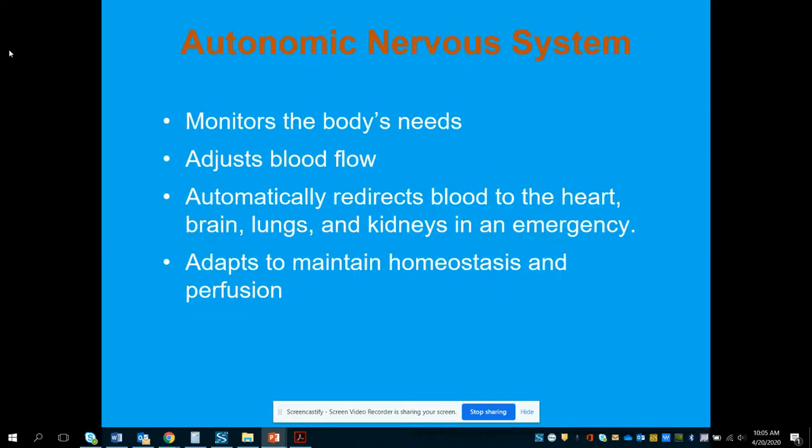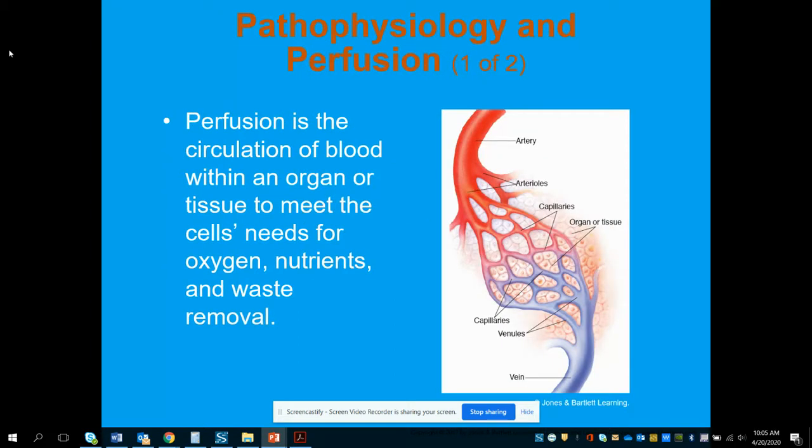The autonomic nervous system helps to monitor the body's needs and adjust the blood flow by causing constriction and dilation of the blood vessels. And it automatically redirects blood to the heart, brain, lungs, and kidneys during an emergency. So it shunts that blood away from those peripheral sites and brings it to those vital organs when it senses that there is an emergency. And so this will help to keep our blood pressure at a decent rate, help to keep us maintaining homeostasis, and help us compensate for a longer period of time.